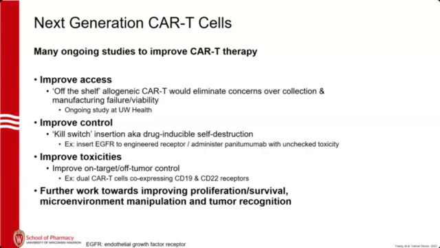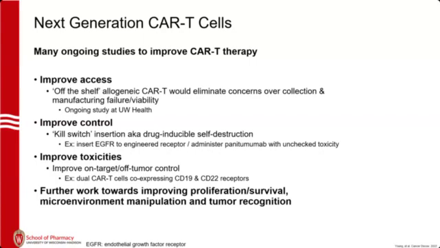Calling out improving access to these products. So off-the-shelf allogeneic CAR T products would eliminate some concerns. A lot of patients won't be able to mobilize enough T cells to actually have these products made. You need to have enough viable T cells shipped off to the manufacturer to even be a candidate to have them manufactured. And if you can't make T cells, then you can't have these products made for you.